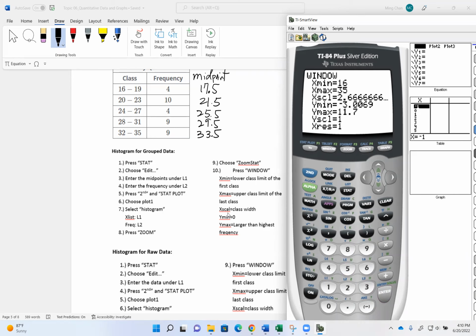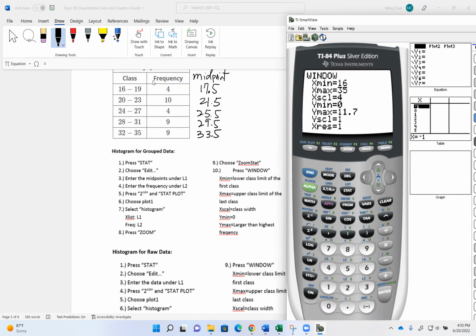X scale represents class width. So we said class width was 4. Press enter. Okay. Y minimum is referring to the frequency. The smallest frequency is 4. We can go lower than that, so let's start with 0.